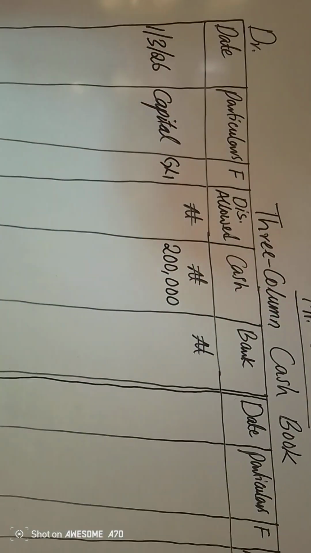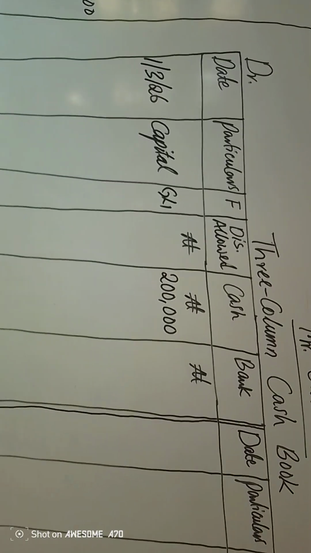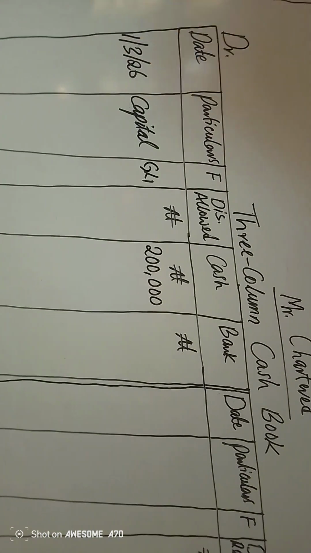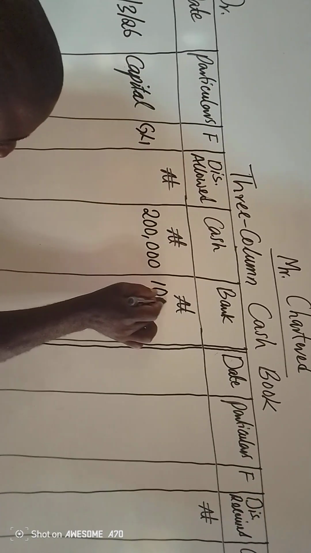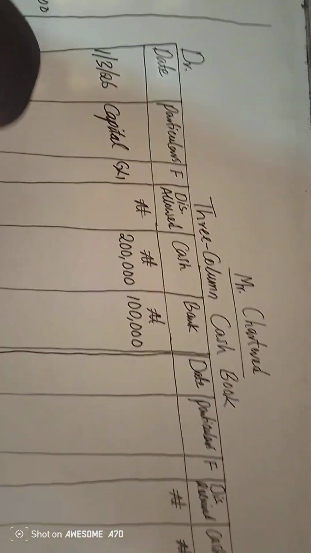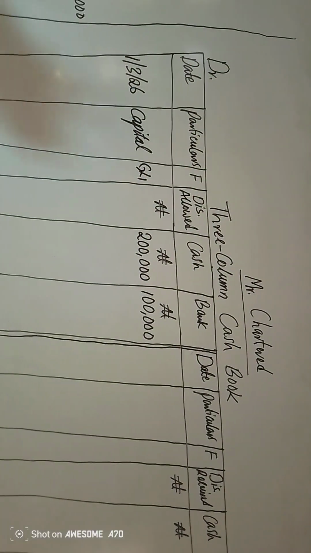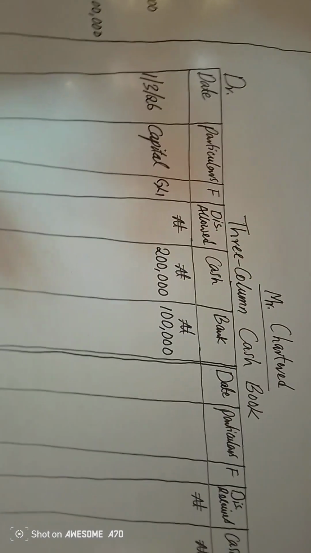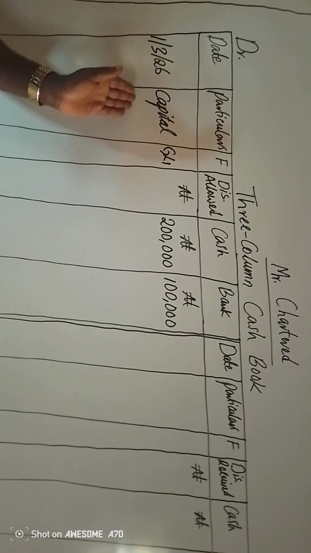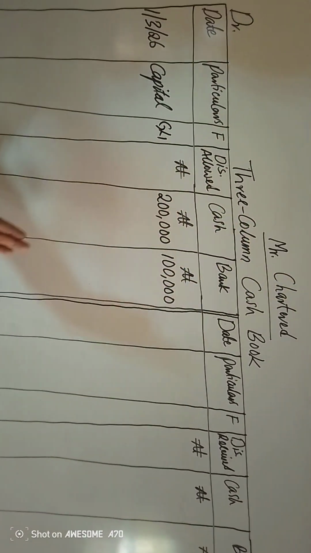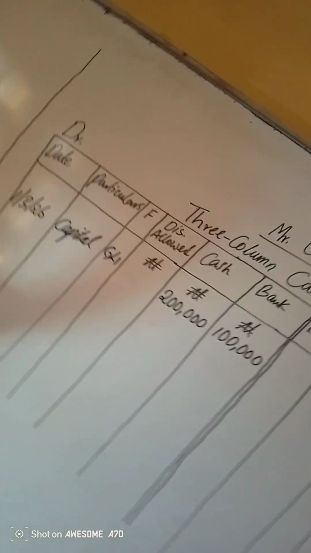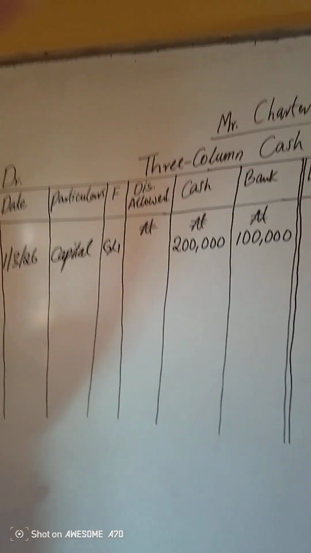Then on the same day, the business received capital by way of money in the bank. And how much is that? 100,000. Now we are saying that this is what the owner started the business with. Received cash, which is in the form of capital, of 200,000, and bank, which is in the form of capital, which is 100,000. And you can see cash has been debited because the business is receiving cash by way of capital.